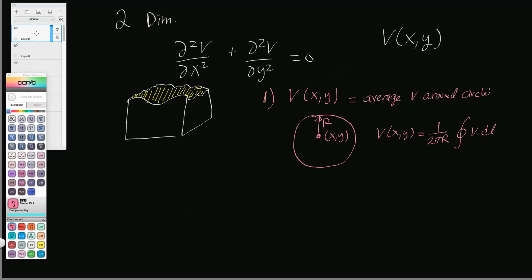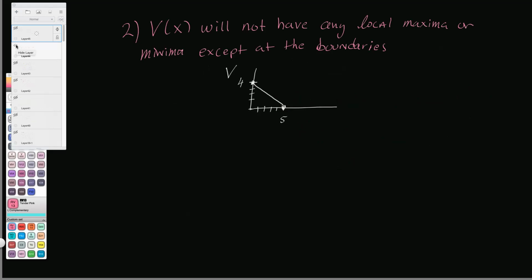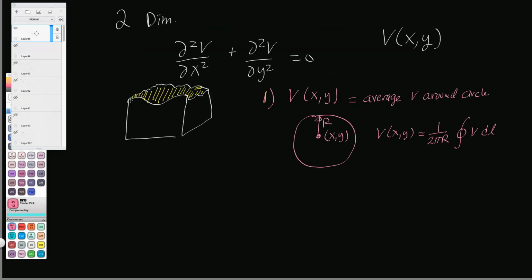The other property is harder to imagine. So our other property is v of x will not have any local maxima or minima except at the boundaries. So let's go back. You've got the sheet and here are the boundaries, right? So here in pink is the boundary, this wavy weird thing that you cut the box. This is the boundary. And the statement is that there are no minima or maxima inside in the yellow area.